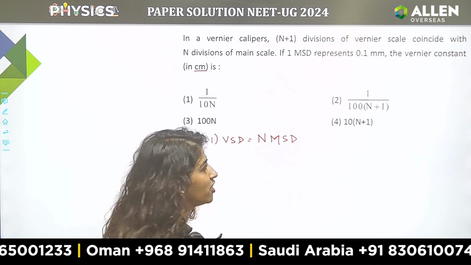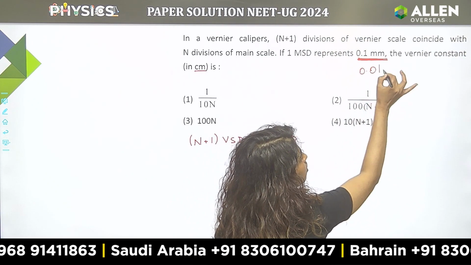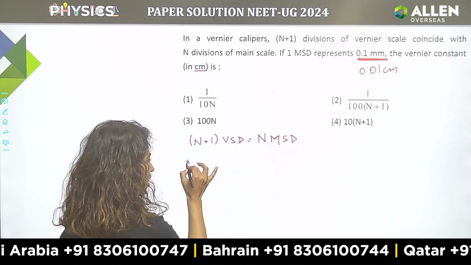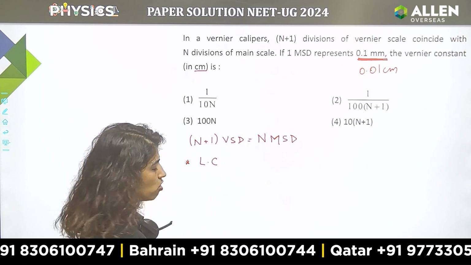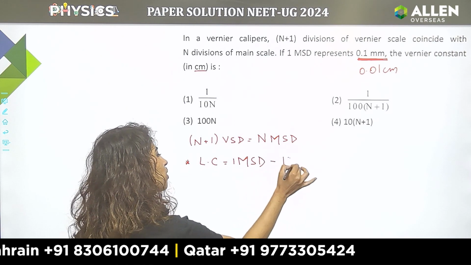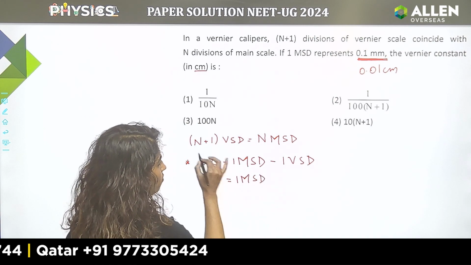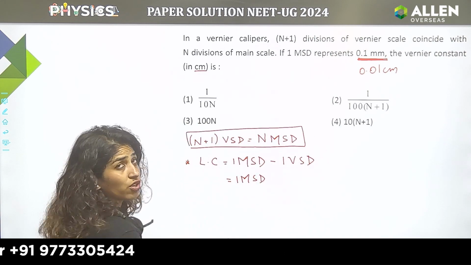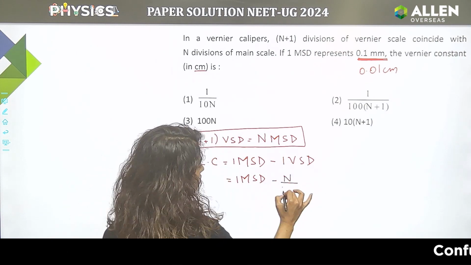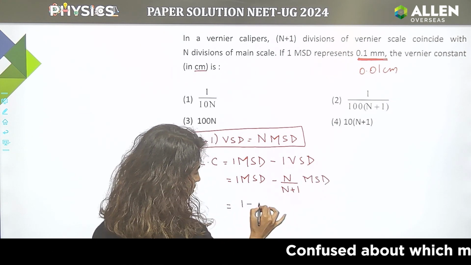So, as soon as you see centimeter, what you need to do is convert this into centimeter, which I can write as 0.01 centimeter. Now, once I have this, I'm going to next write down the least count formula, which is our vernier constant. Least count is equal to 1 MSD minus 1 VSD. So 1 MSD, I'm going to write it as it is. From this given equation, I'm going to write 1 VSD in terms of MSD, which is going to be N upon N plus 1 MSD. Taking MSD common, I'll get something like this.